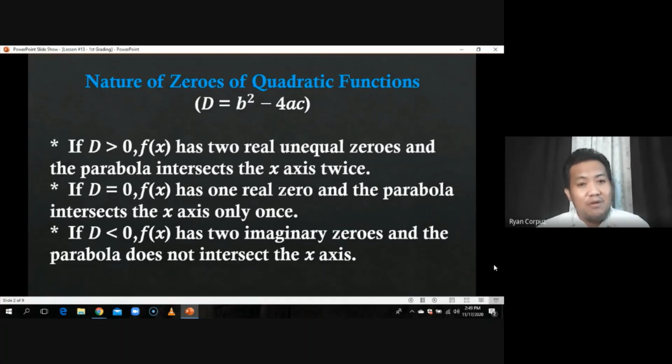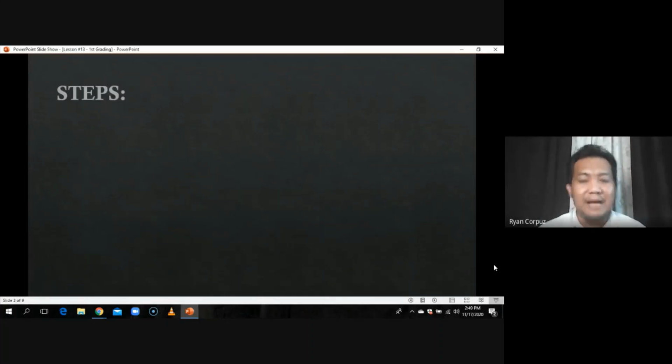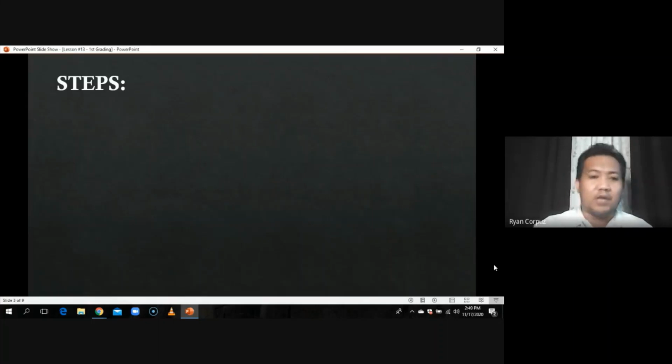But in order for us to find out the zeros of the function, which is our topic for today, all we have to do is to apply certain steps. So these steps that we are going to apply today, still we are going to hide through an acronym or through a word na tatawagin nating hiya.